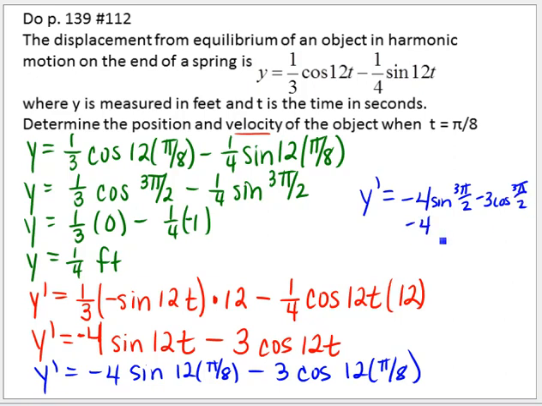So I have negative 4 times, we know that this is negative 1, minus 3 times 0. So the velocity, remember, the derivative of the position function is the velocity. The velocity happens to be 4, and we'll go ahead and label that as feet per second.